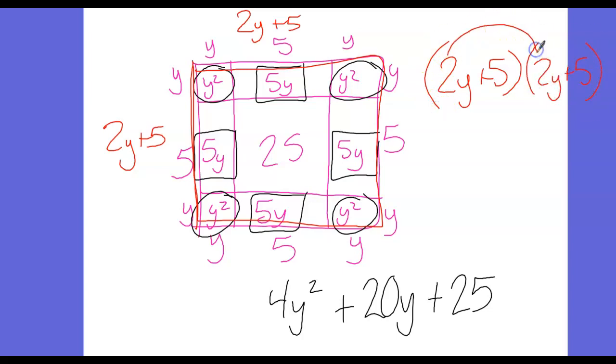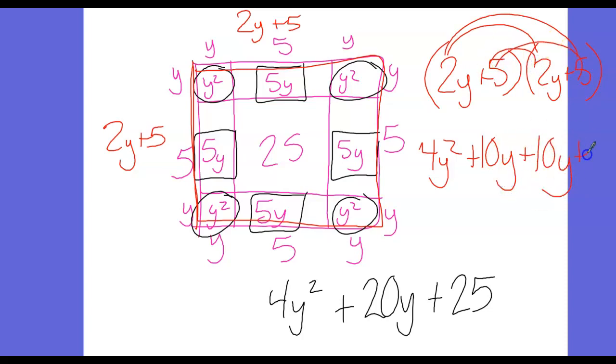So I would get, and then 5 times 5 would yes be 25. So then I still get the answer of plus 25. Beautiful. 4y squared plus 20y plus 25. Okay, so you can do it either way, you'll get the same answer, right, Dylan?